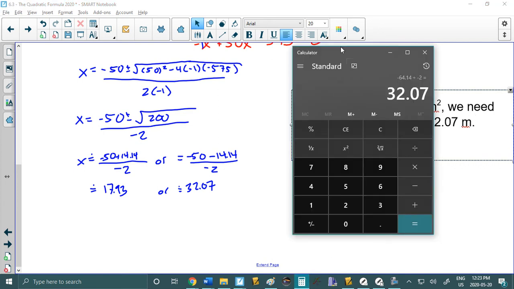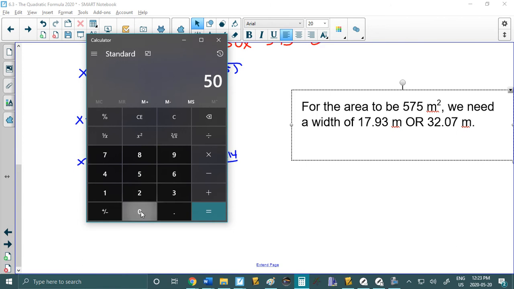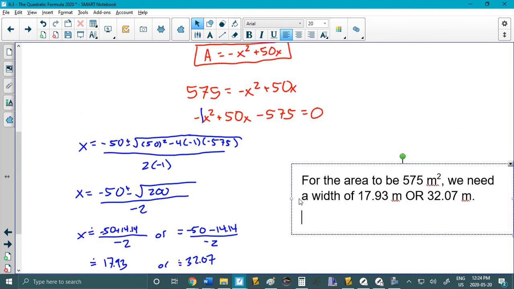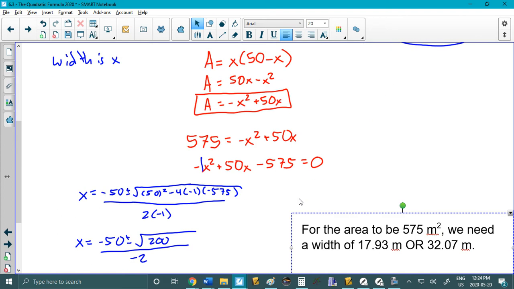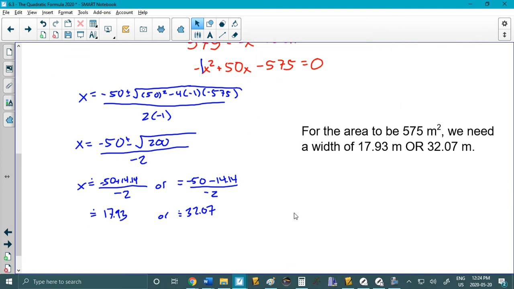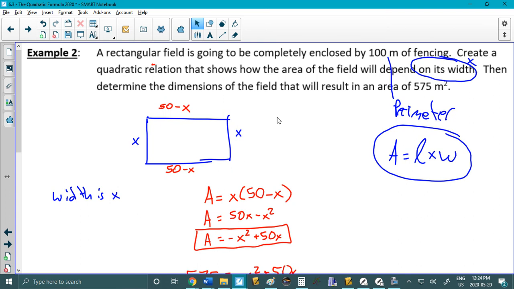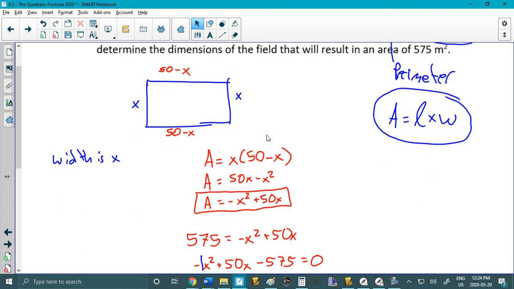If we want to find the length, so 50 minus 17.93, if the width is 17.93, the length is 32.07, which makes sense, right? Because those two numbers always have to add to 50, so we sort of got both answers here. Cool. All right. Later in the unit, I'm going to ask you what would be the maximum area here, and then we'll see what you do.